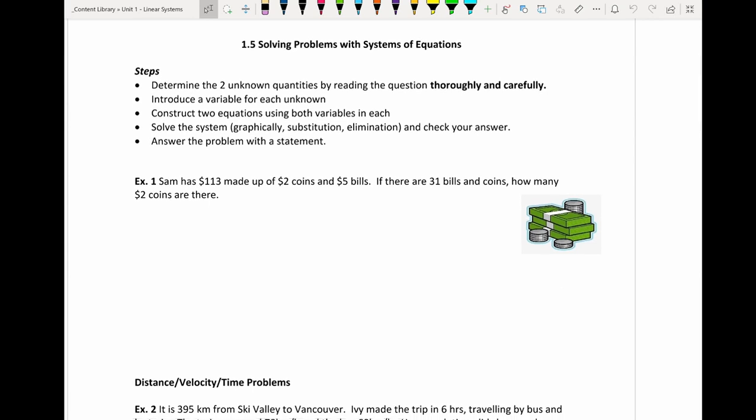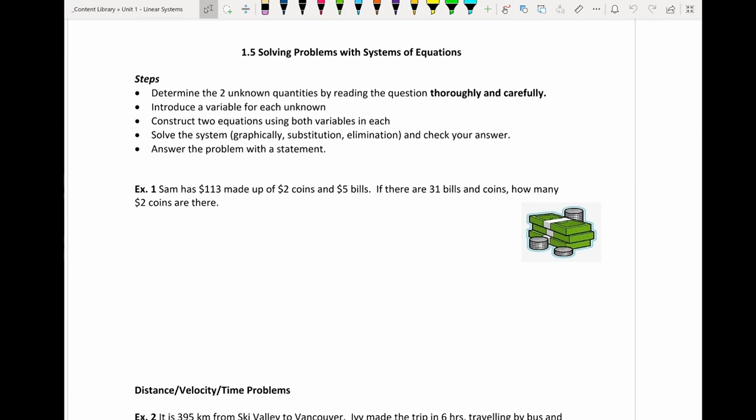So the steps for solving these types of problems are: first, we need to determine the two unknown quantities by reading the question thoroughly and carefully. Whether you have to read it multiple times, or just get in the habit of reading the questions, and if you're not sure, asking for help, and constantly practicing, you're going to look for two unknown quantities. Next, you're going to introduce a variable for each unknown, so we need to know what to let each variable represent. Then you're going to come up with two equations using both variables.